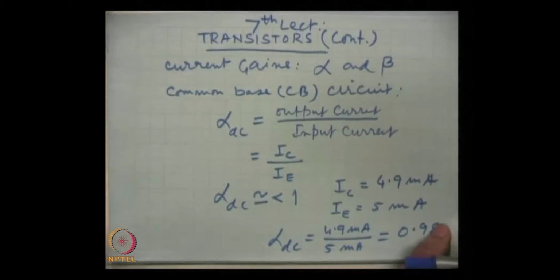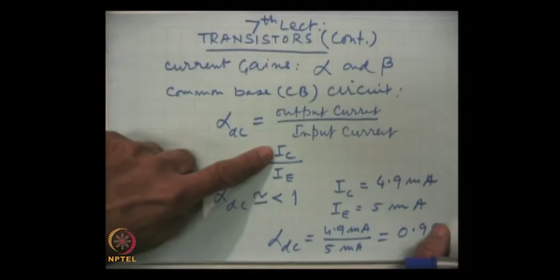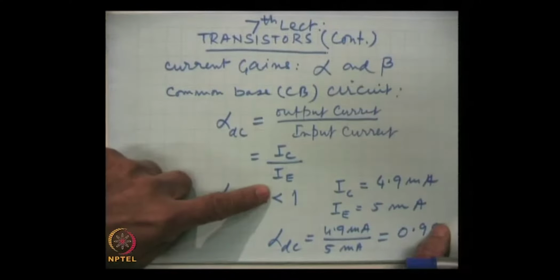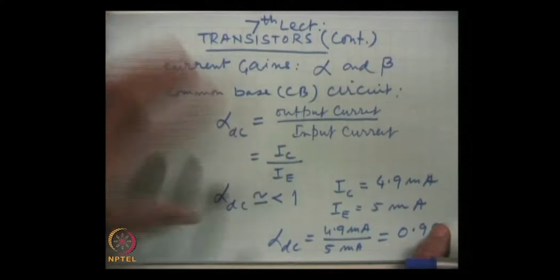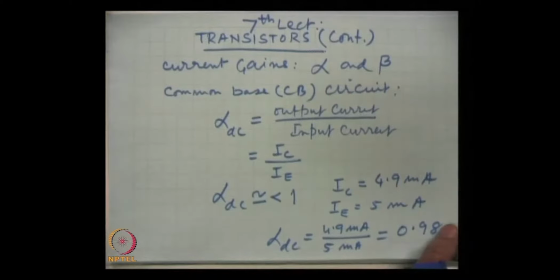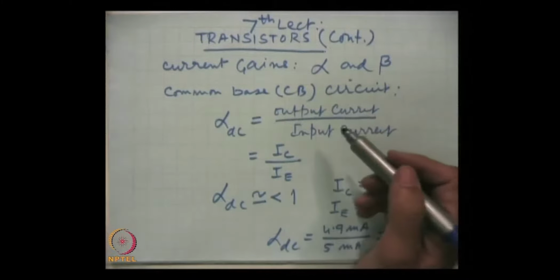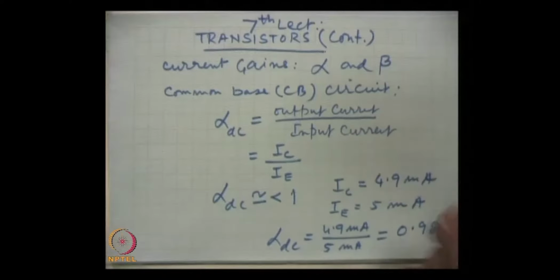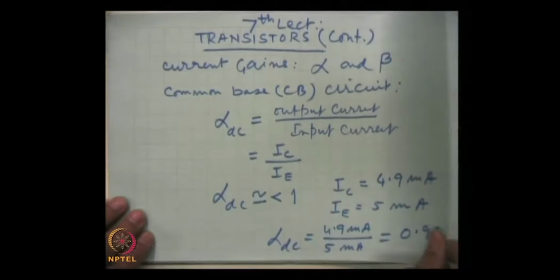So, in fact, in common base there is no current gain, because the output current is less than the input current. So, there is a power loss in fact, but still this ratio is always called the current gain. So, we call it the current gain.